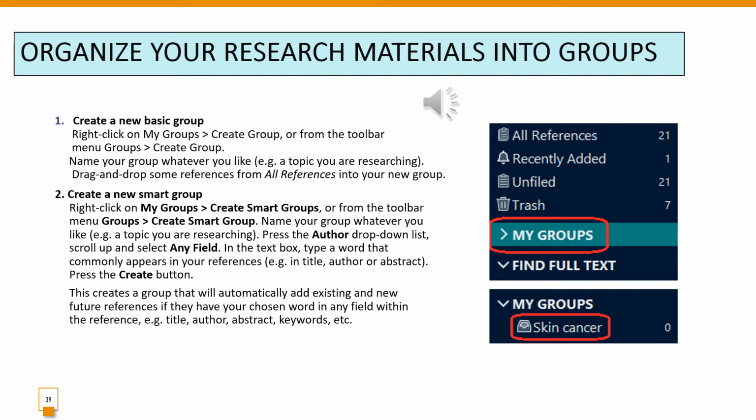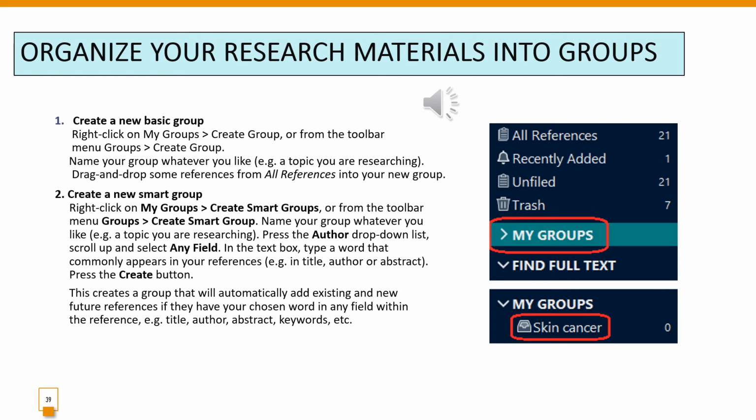To create a new Smart Group, right-click on My Groups, then Create Smart Group, or from the toolbar, click on Groups, and then Create Smart Group. Name your group something related to your topic, and then press the Author drop-down list. Scroll up and select any field. In the text box, you can type a word that commonly appears in your references, something from the title, the author's name, or a word from the abstract.